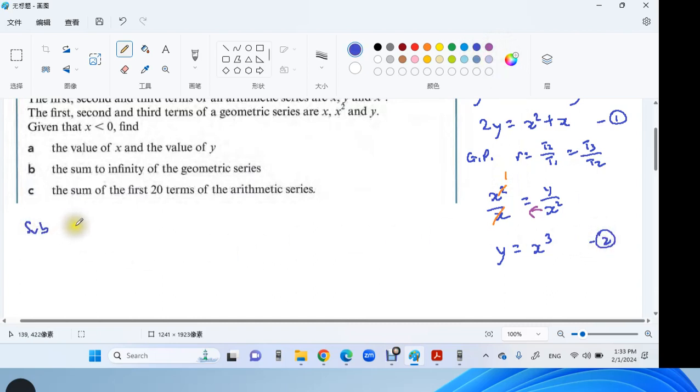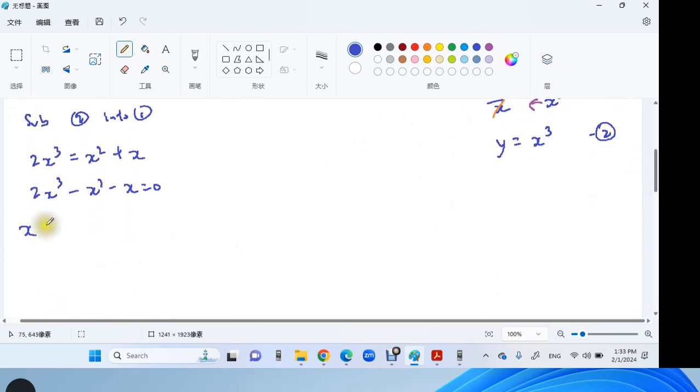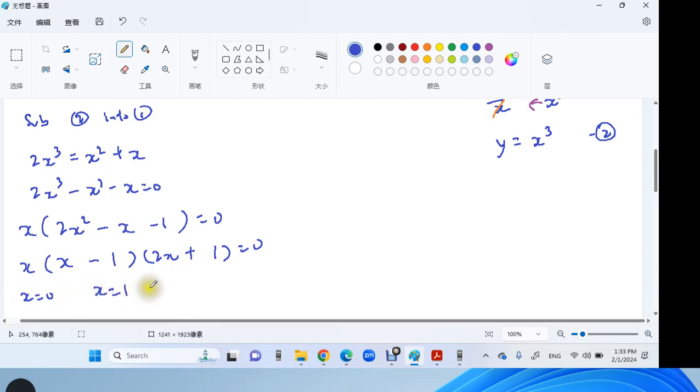So I sub equation 2 into equation 1. So I have 2x power 3 equal to x squared plus x. So I have 2x power 3 minus x squared minus x equal to 0. Then we have x factorized: 2x squared minus x minus 1 equal to 0. Then we do the factorization, x and 2x, 1 and 1, and then minus 2 plus 1. So x equal to 0, x equal to 1, and then x equal to negative half.